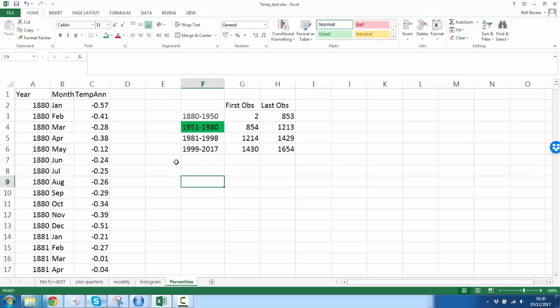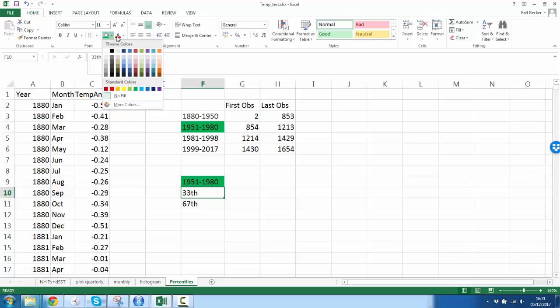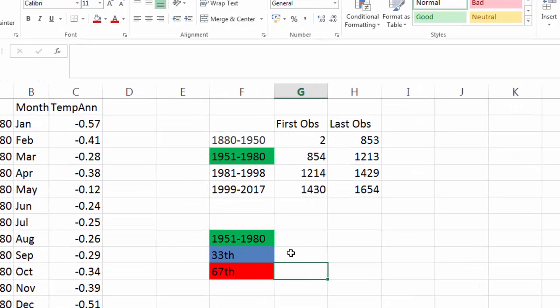So we use 51 to 1980 as our reference period, and we will use it to define what we consider a hot and a cold month. And we do it in the following way. For this reference period, we will want to find the 33rd and the 67th percentile. I'll tell you how we interpret that in just a moment. The 33rd will serve to define cold days, the 67th percentile to define hot days. So let's first calculate this value.